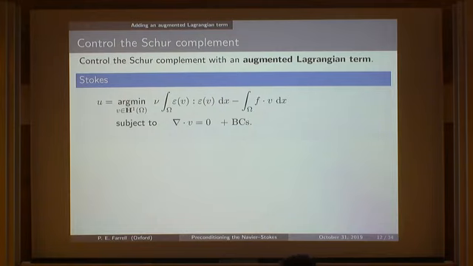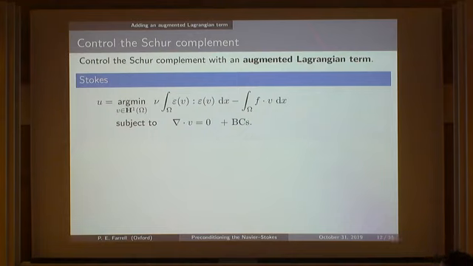What I'm going to do is add on a term to the equations that will give me complete control over the Schur complement S, but at the cost of making A more difficult. I'm going to shift the difficulty from one part into another. And that term will be an augmented Lagrangian term.